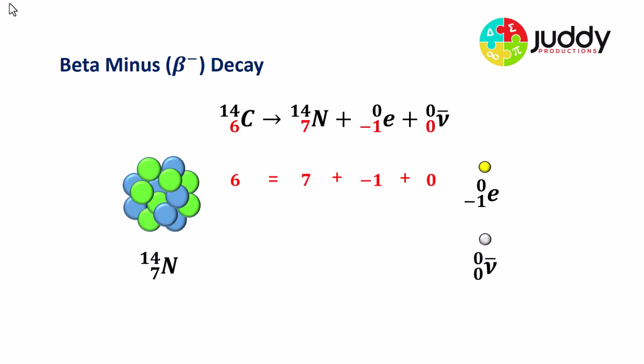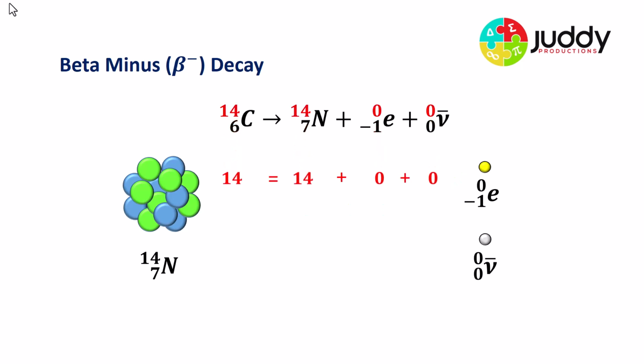If we examine the decay reaction, we see that there are an equal number of protons at the start of our reaction. We have 6 protons, or an atomic number of 6, and then after the reaction, we've got an atomic number of 7 plus the -1 balances to 6. So our atomic number is balanced.